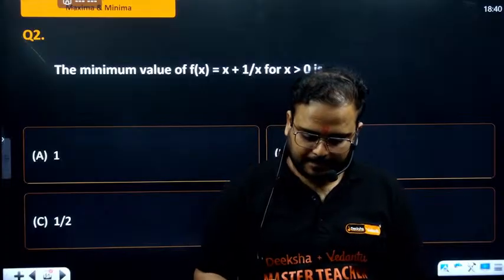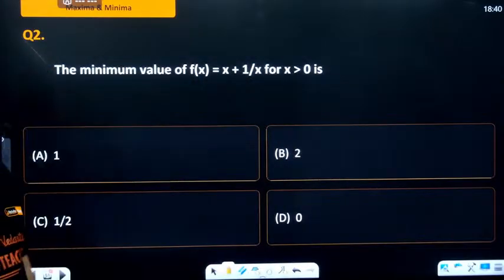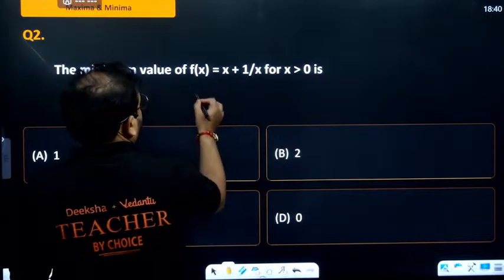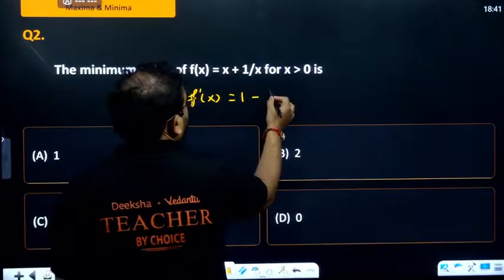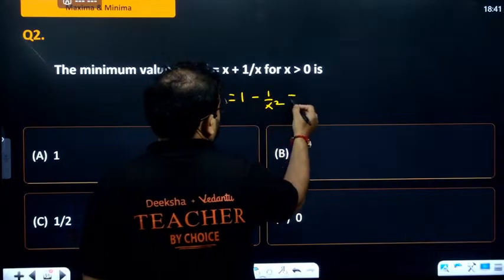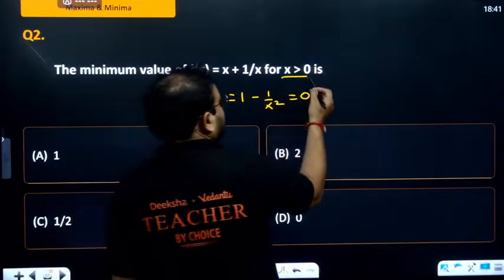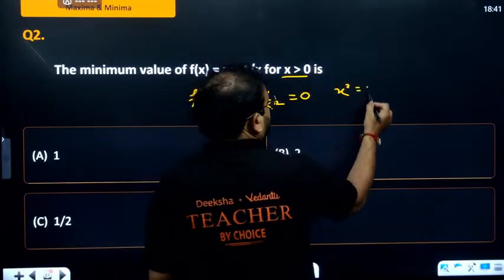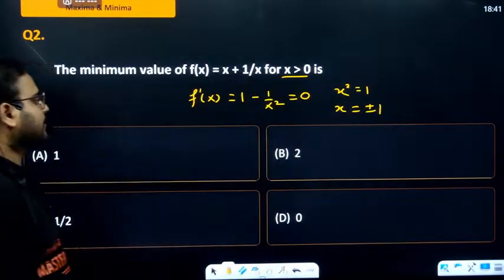All clear? Yeah. The minimum value of f(x) equals x plus 1 by x. We want to find out minima. Start again. f dash of x will be 1 minus 1 upon x square. First step to do what? Critical point. Of course, x is positive, so we don't have to worry about this being 0. I get x square equals 1, so x value is either plus 1 or minus 1.